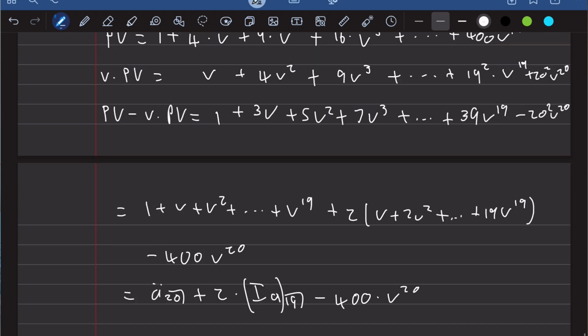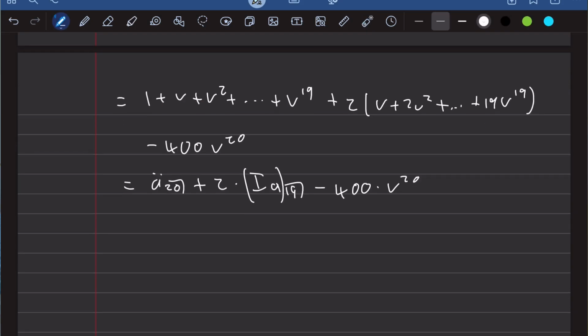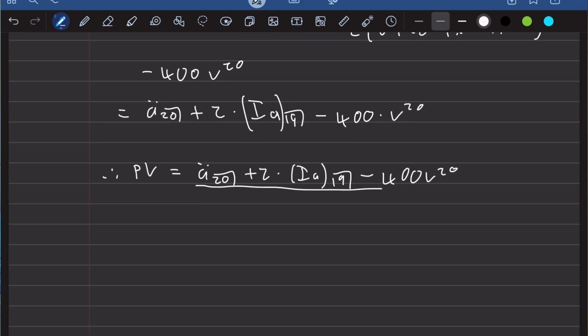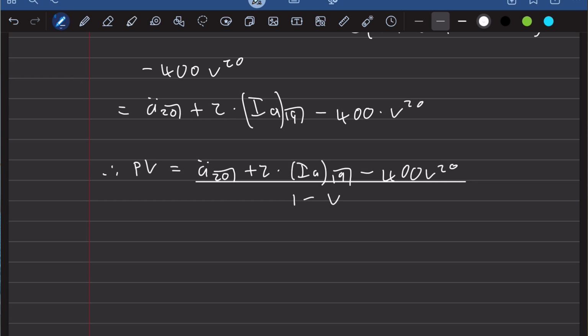But remember, this isn't our present value, this is present value minus v times present value. So if we want to find our present value, we can factor it out, we're going to get 1 minus v, and then divide both sides by 1 minus v. Therefore, our present value is going to be all of that over 1 minus v. So it'll be our annuity in advance for 20 years, plus 2 times an increasing annuity for 19 years, minus 400v to the 20, all divided by 1 minus v. Cool stuff. Now we just need to work out each of these components individually.